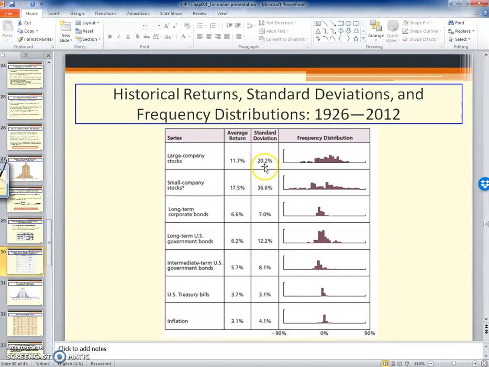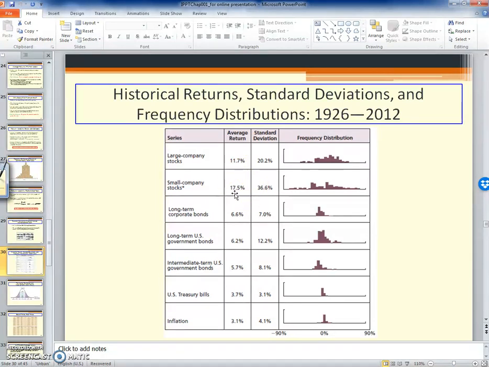So if you look at the standard deviations right here, large company stock portfolios have had lower risk than small cap portfolios would have had. And at the same time, the returns for large company stocks have been lower than the small company stock returns.